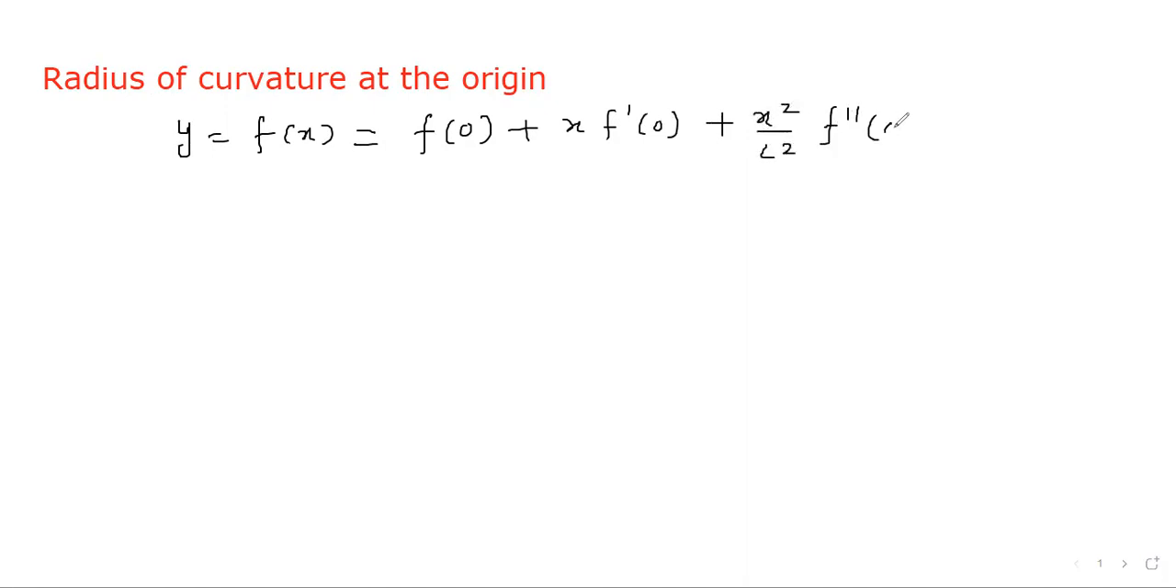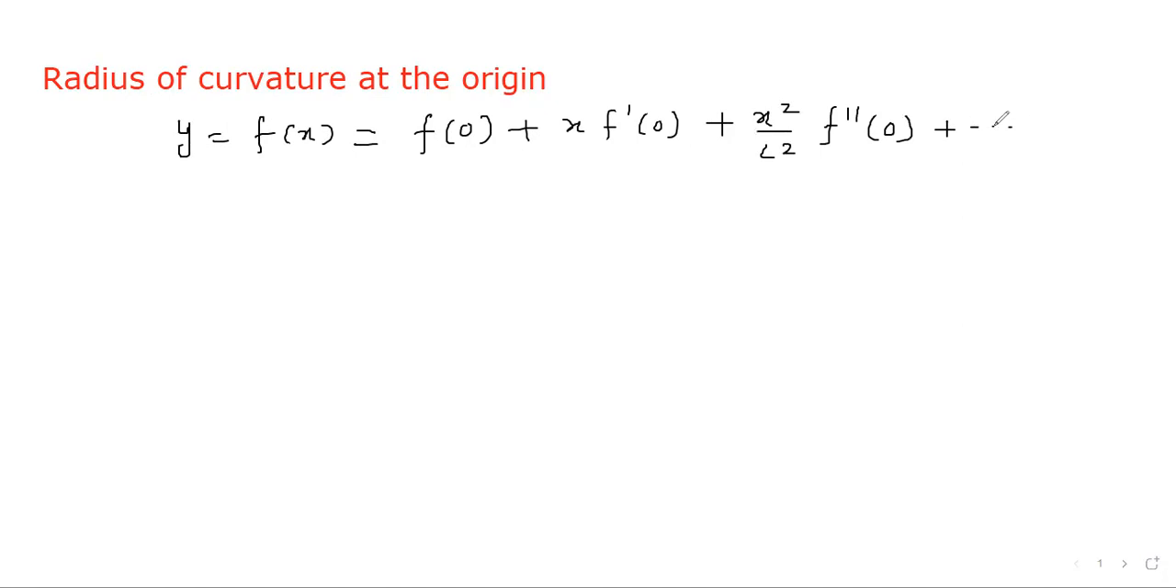The radius of curvature at the origin. Suppose we are given a curve y equal to f(x). Then we can expand it using Maclaurin's theorem. So we write it f(0) plus x f'(0) plus x squared by factorial 2 f''(0) and so on.